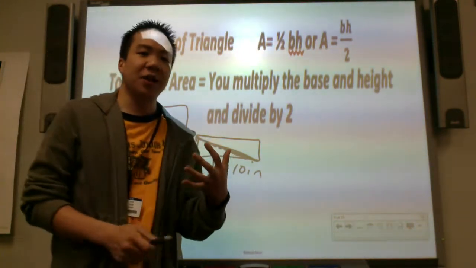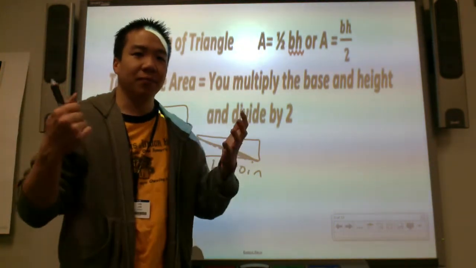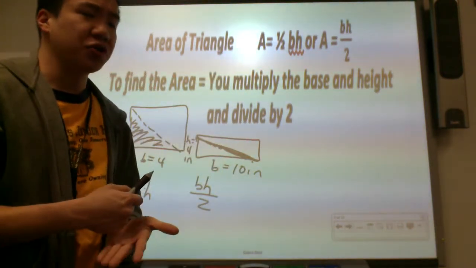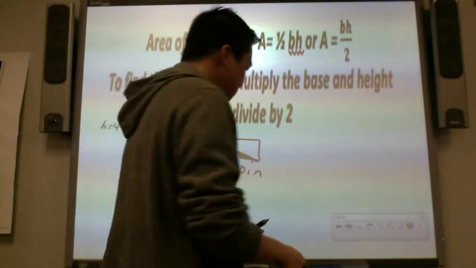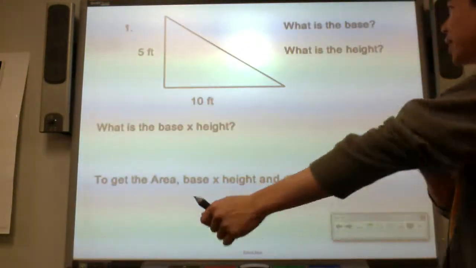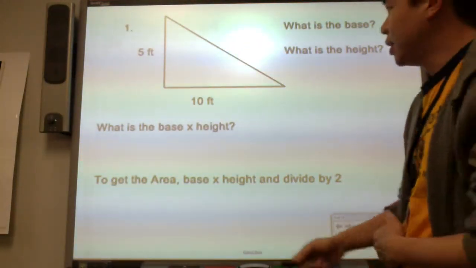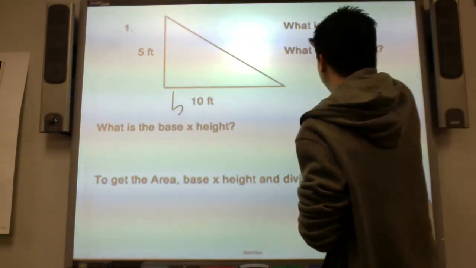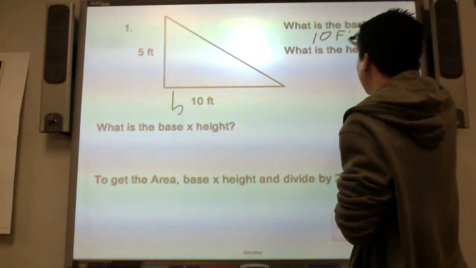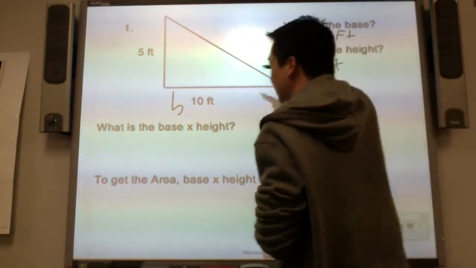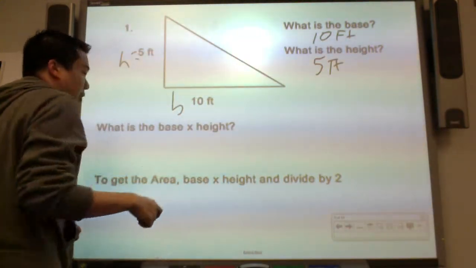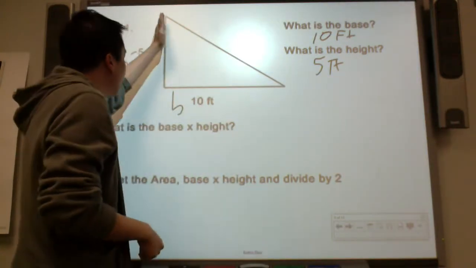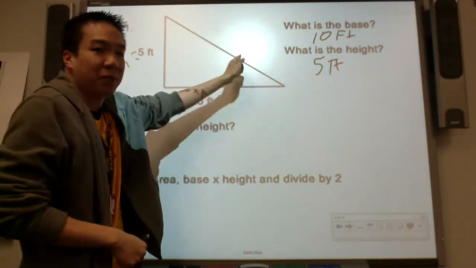What kids always have a problem with is they only do base times height. That's all they do. It's like, aren't you supposed to divide it into two parts? Oh yeah, I forgot. So let's look at an example. What is the base? The base is 10 feet. What is the height? 5 feet. Beware, when you measure your height, it's standing up straight. You're not slouching. So this is the height. This would not be the height.